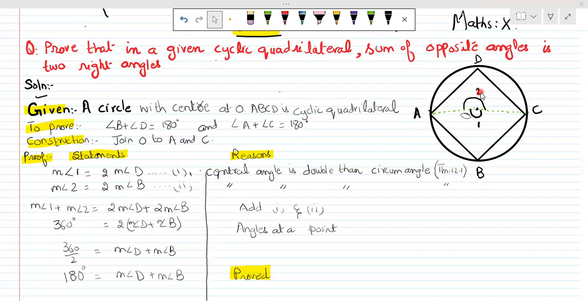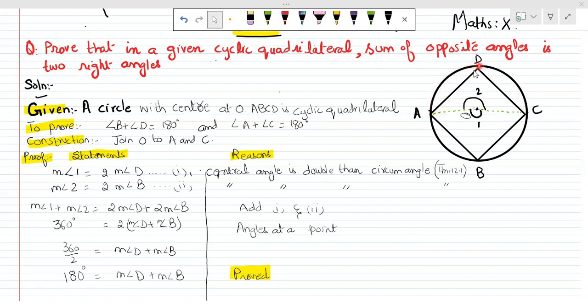Here we have angle 1 and angle 2. Now, if we apply theorem 12.1, in theorem 12.1, we have seen that the central angle is double the circumference angle. So here angle 1, if we take this as the central angle, then if O is the center and A and C are 2 points on the circumference of the circle, then AOC, these are the 2 points A and C which are joined to the center of the circle. So AOC becomes the central angle, and D is another point on the circumference of the circle.